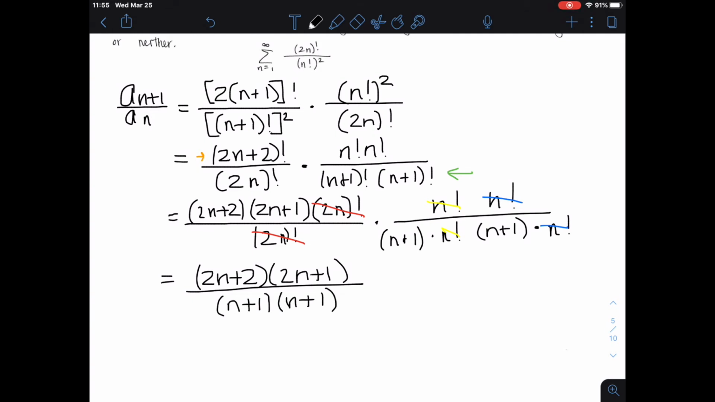Okay. So I'm going to have to look at this in absolute value, and I'm going to have to take a limit. So I'm going to go ahead and just FOIL this out. I'm going to trust that you can do this. Your first terms are going to be 4n squared. Your outer plus your inner will become 6n. And then the last term is 2. And the bottom's nice and simple. That's n squared plus 2n plus 1.